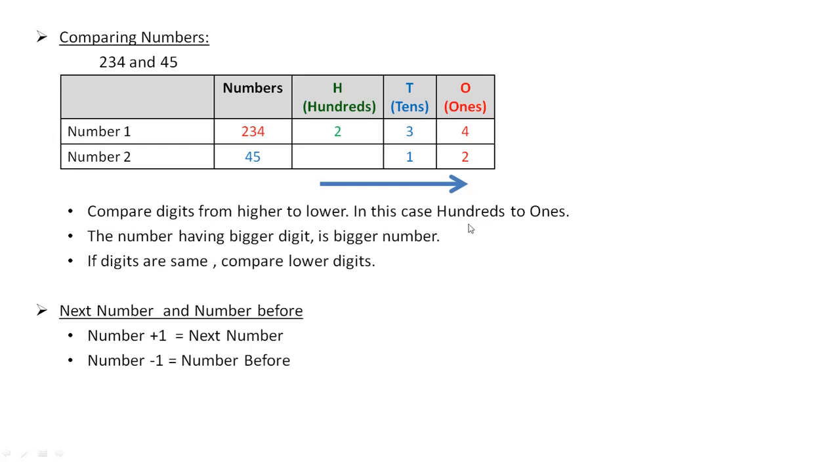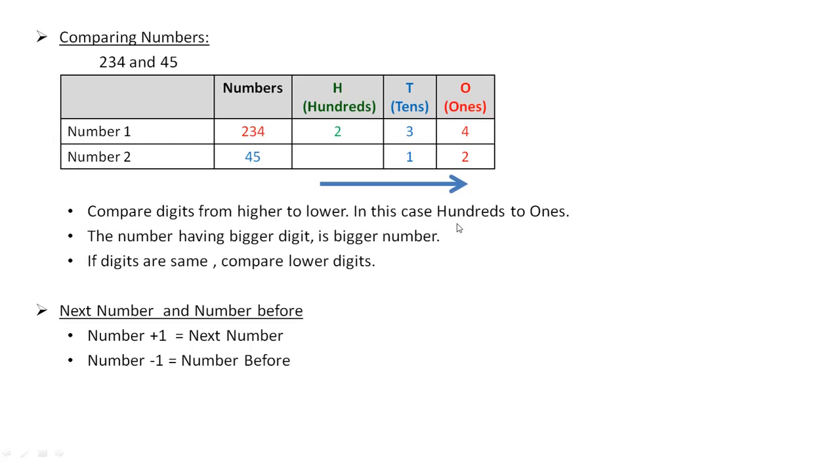First we'll compare the hundreds place digits. If they are the same, we will compare the tens place digits. If they are also the same, we go to the ones place digits, right? But in the first place, where we are comparing digits in the hundreds place, if one digit is greater than the other, right there itself we come to know that the number having the higher digit in the hundreds place is the bigger number.